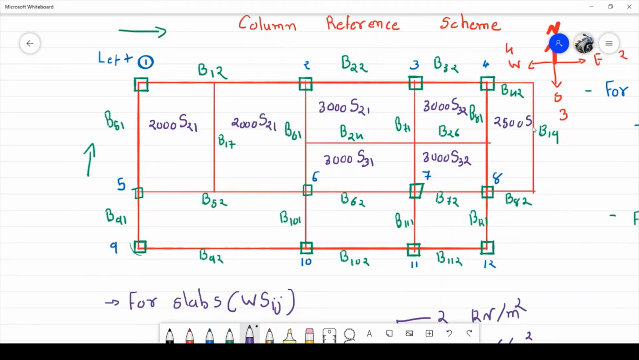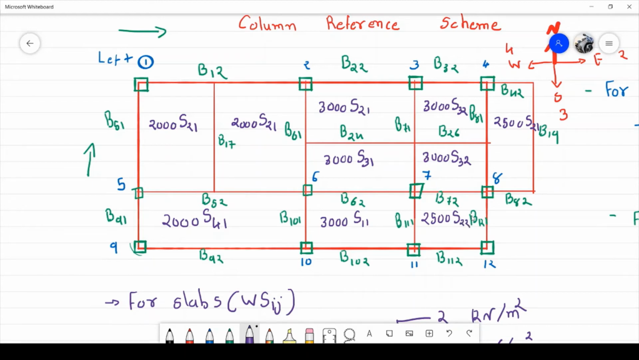2500 S category 2, 1 load. Here is a 2000 S category 4 or 1 load. Right? Here is a 3000 load, S category 1 load. Here is a 250 load, S category 2, slab check 2A.